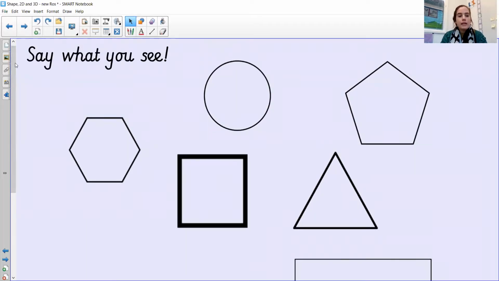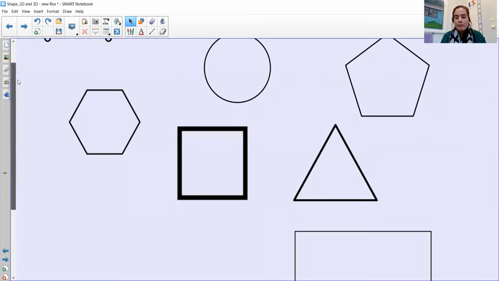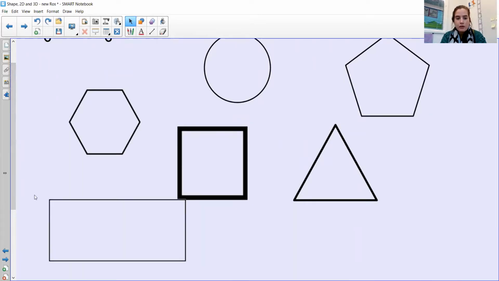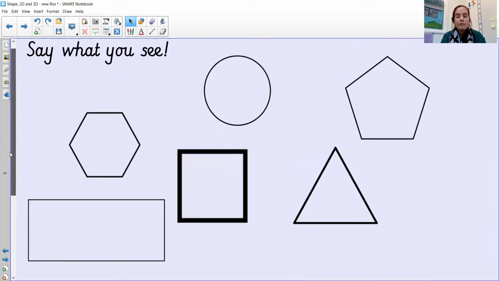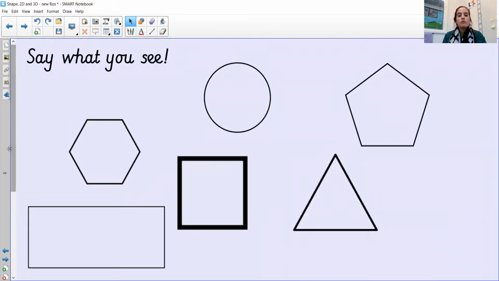So I want you to pause it now. Let's move this one over, so you can all see it nice and clearly. I would like you to pause the video at this point. Tell your grown-up, name the shapes really, really quickly, and then tell your grown-up how many vertices each shape has and how many sides each shape has. And then we'll come back and discuss this afterwards. Well done. Lots of mathematical talk there.